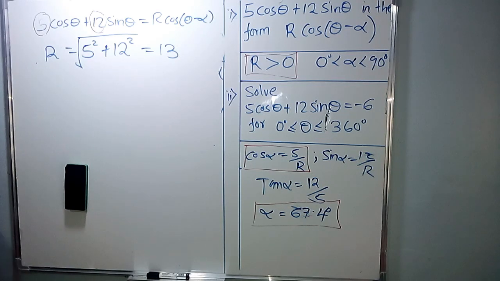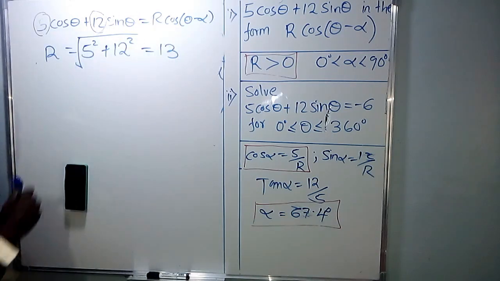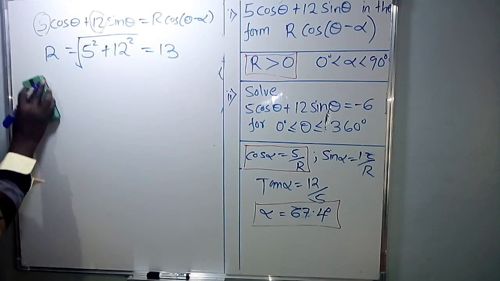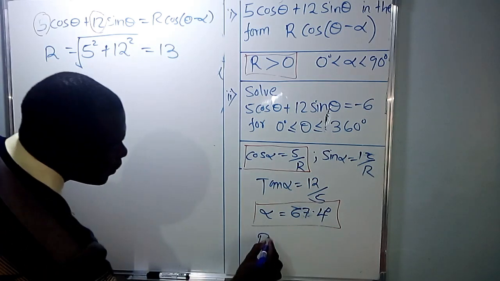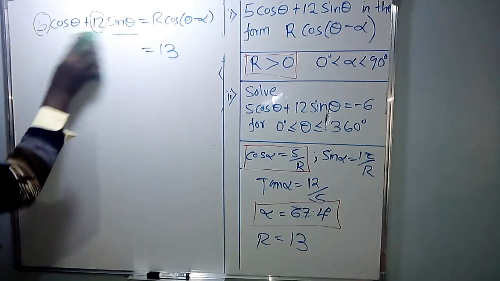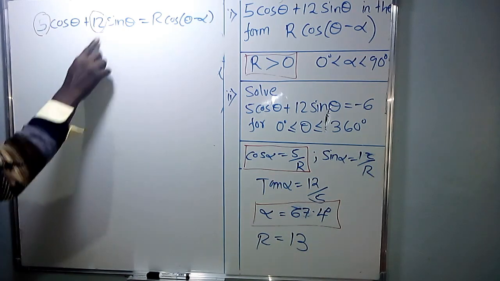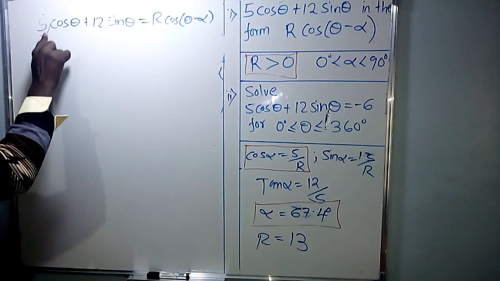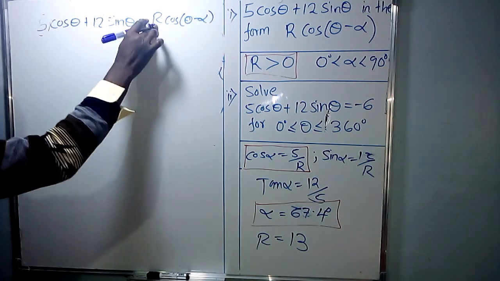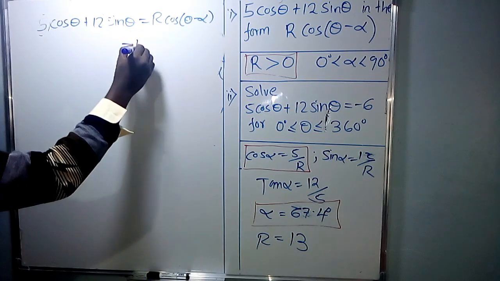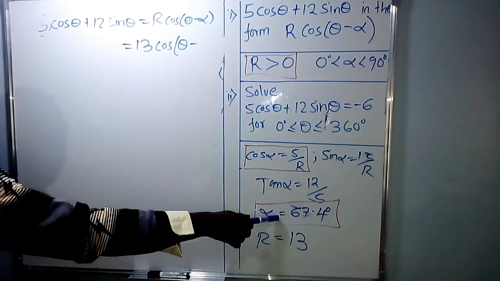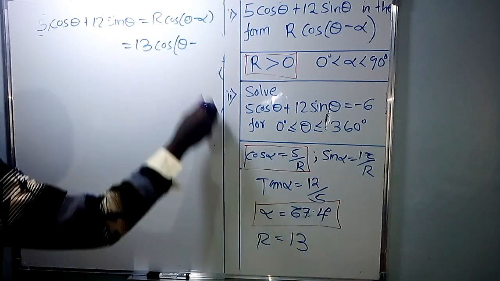5 cos theta plus 12 sin theta in the form r times cos of theta minus alpha. So if we have 5 cos theta plus 12 sin theta, we are supposed to express it in the form of r cos(theta minus alpha). So for you to express it in that form, where there is r, you put the value of r, isn't it? And the value of r we found to be 13. Then in cos(theta minus alpha), we put the value of alpha. And the value of alpha we found is 67.4 degrees.